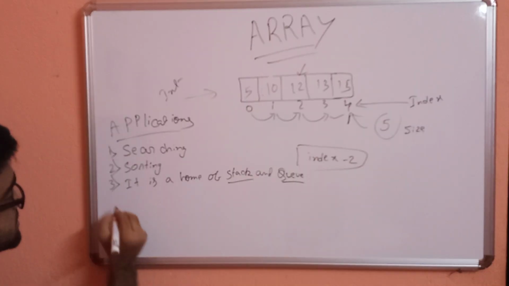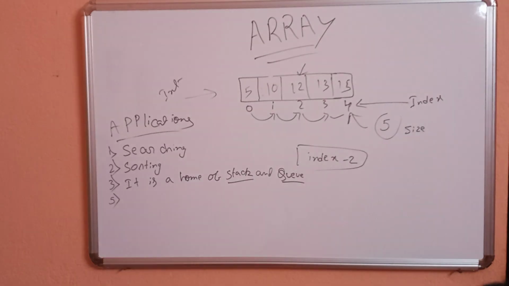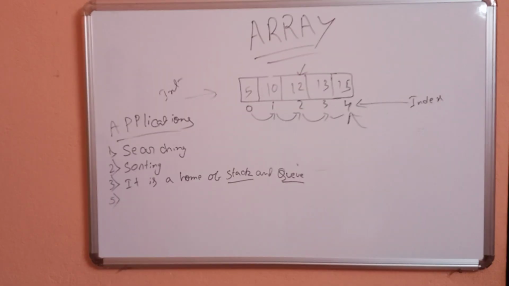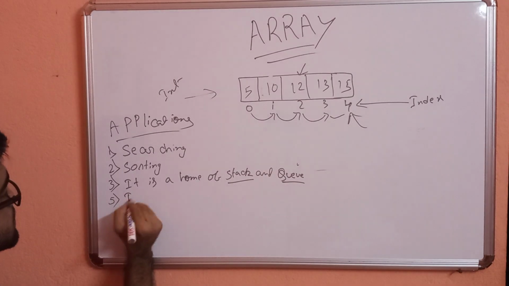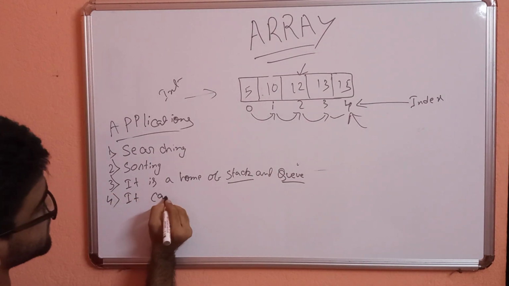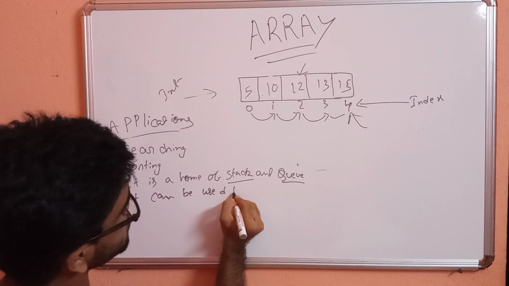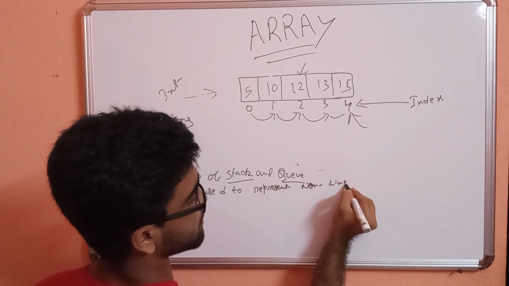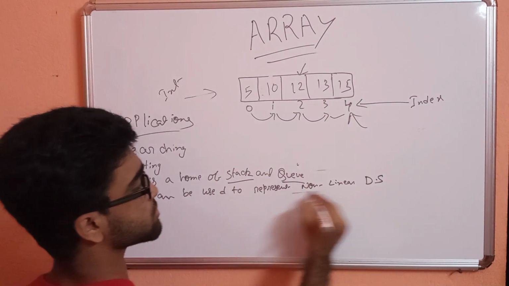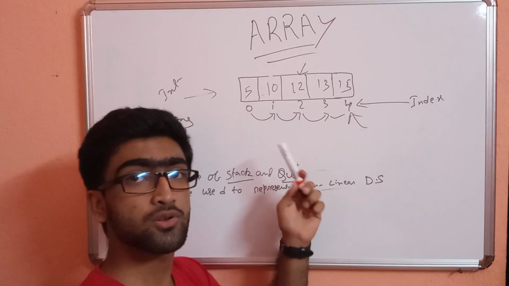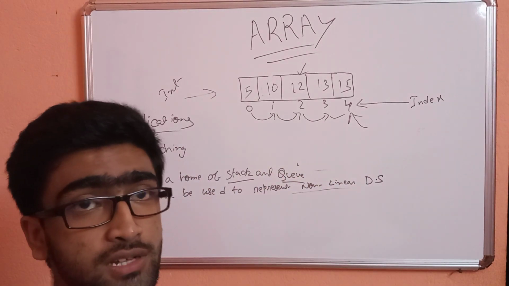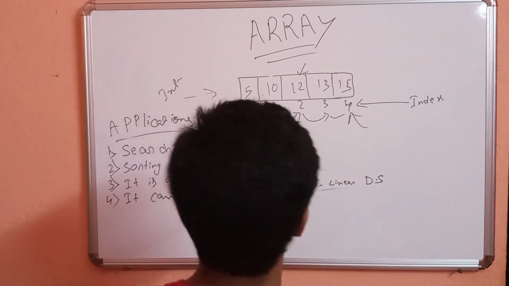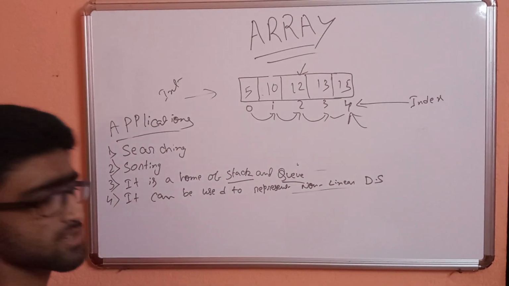Number four application: it can be used to represent non-linear data structures. Okay, it is also very important. An array can be used to represent non-linear data structures also. What are some non-linear data structures? I discussed in the previous video. Non-linear data structures mean tree, graph, like that. So these are a few applications; there can be many.